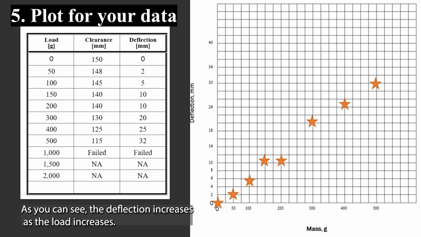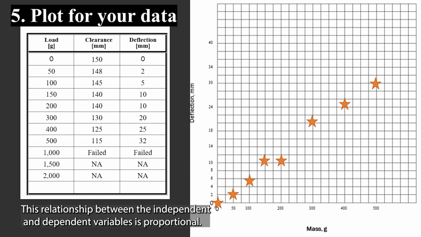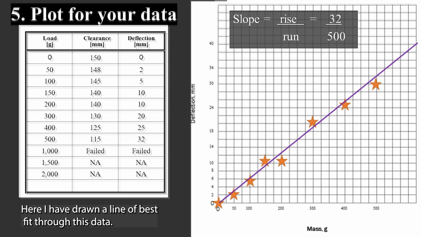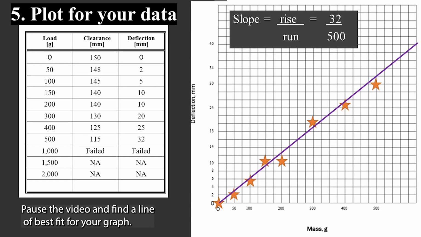As you can see, the deflection increases as the load increases. This relationship between the independent and dependent variables is proportional. Does your graph show this type of relationship too? While these points do not form a straight line, we can draw a line of best fit through them. A line of best fit, or a trend line, is a straight line that best represents the data on a scatter plot. Here I have drawn a line of best fit through this data. Pause the video and find a line of best fit for your graph.